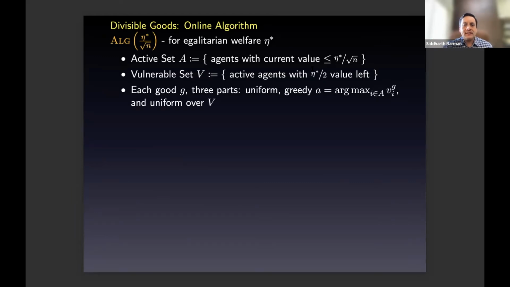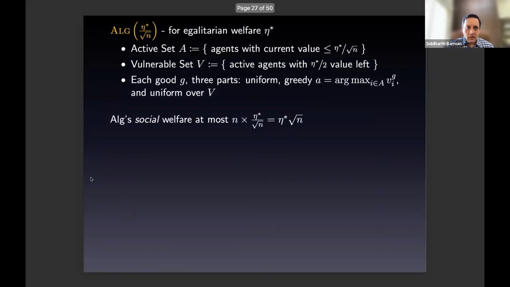And in this case, the vulnerable set are the agents for whom the total value left is eta star by 2. So that's a really small fraction. In particular, it says that if you have become vulnerable, and if I give you all the remaining goods, even then you're only going to get eta star by 2. So that's the definition of a vulnerable set. This online decision stays the same. Okay, so that's the algorithm for egalitarian welfare.